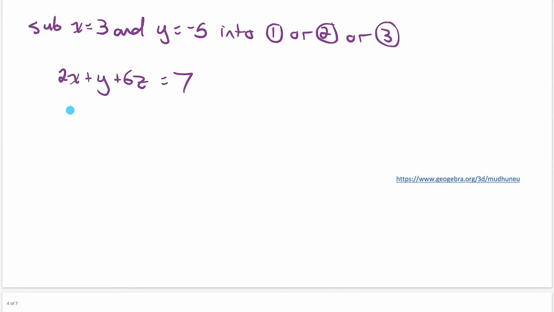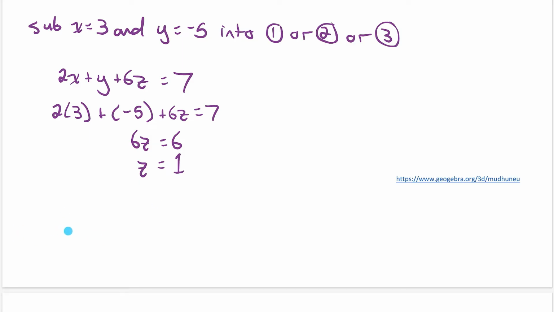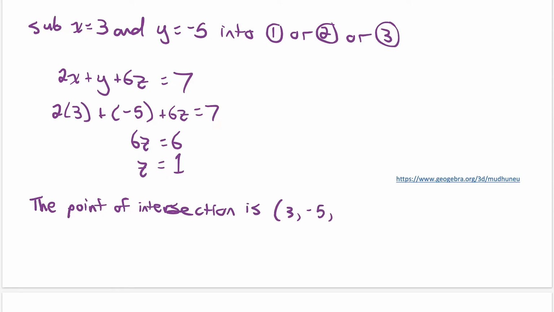So if I sub in those x and y values and go ahead and solve for z, I have 6 minus 5 is 1. Move it over. 7 minus 1 is 6. Divide by 6. I have z equals 1. So I can say the point of intersection of the three planes is the point (3, negative 5, 1). That is the single set of x, y, z values that would satisfy all three equations.